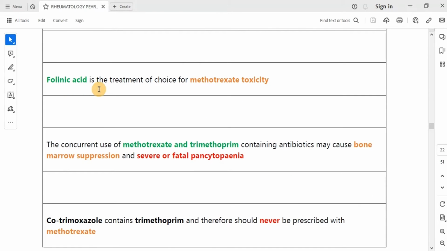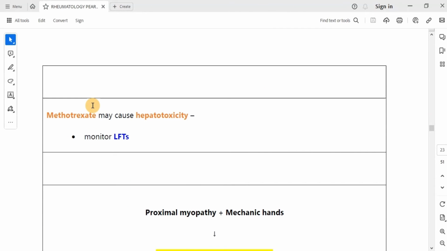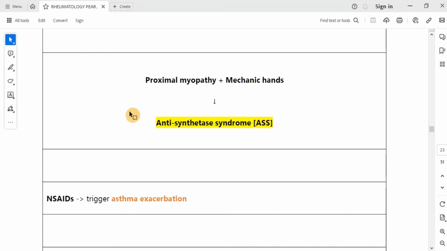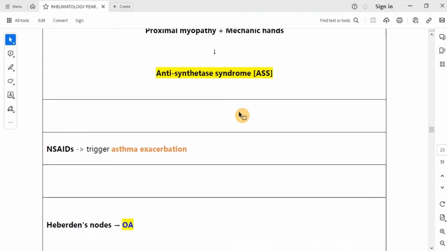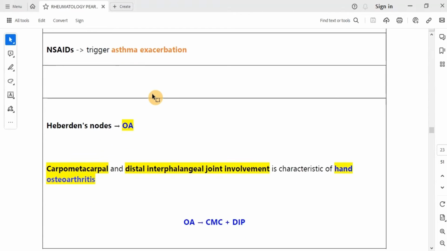So folinic acid is the treatment of choice for MTX toxicity. And concurrent administration of MTX plus trimethoprim will lead to bone marrow suppression leading to pancytopenia, so we should always avoid this combination. Methotrexate may cause hepatotoxicity, so monitor the liver function test. Proximal myopathy along with mechanic's hand is highly suggestive of antisynthetase syndrome. And NSAIDs can trigger asthma exacerbation.